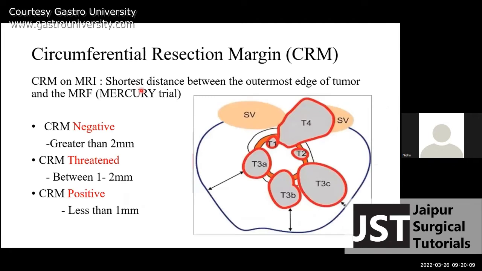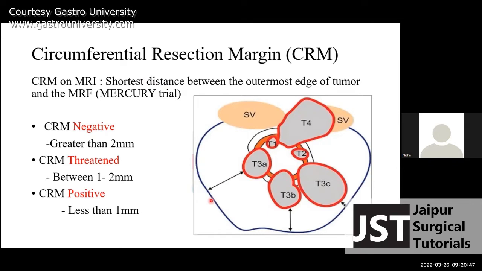That's why in the Mercury trial, defining the CRM on MRI became very important, essentially for all patients with rectal cancer. It is the shortest distance between the outer edge of the tumor and the mesorectal fascia. So essentially for a T3 tumor, which is beyond the muscularis propria, this is the shortest distance available between the edge of the tumor and the mesorectal fascia. T3A is less than 1 mm, T3B is between 1 to 5 mm, T3C is between 5 to 15 mm, and T3D is more than 15 mm.